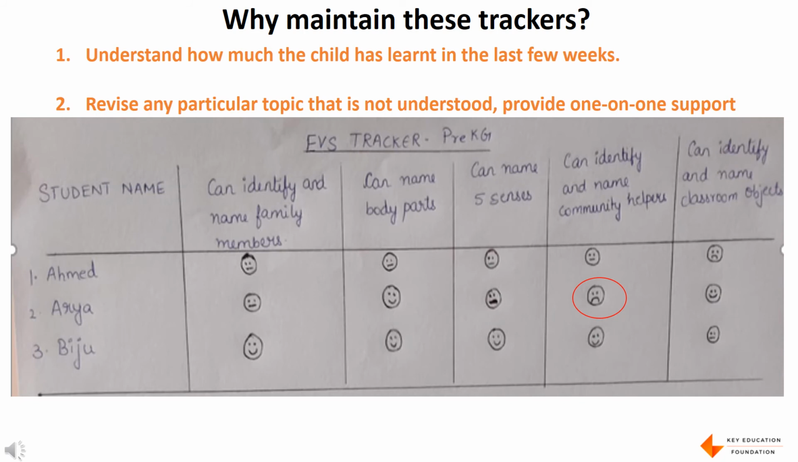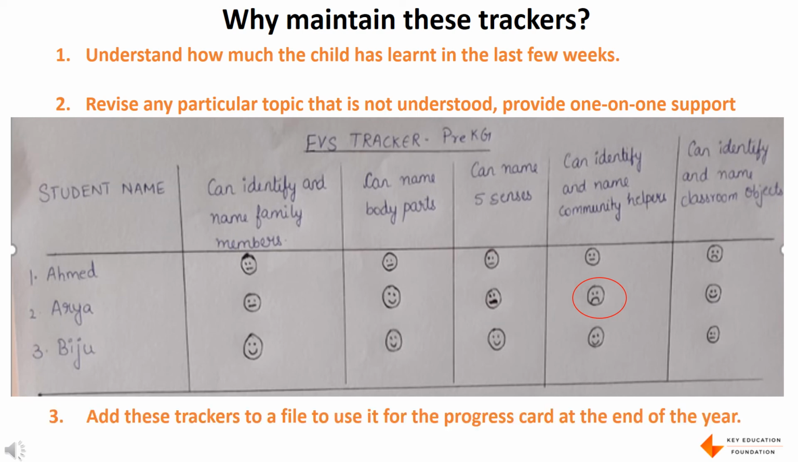In this tracker, Arya has not been able to master the objective, can the child identify and name community helpers? The teacher can now call or message Arya's parents, send the activity for that objective and ask them to reteach it. In this way, you can have better conversations with parents and also provide one-on-one support to the child.